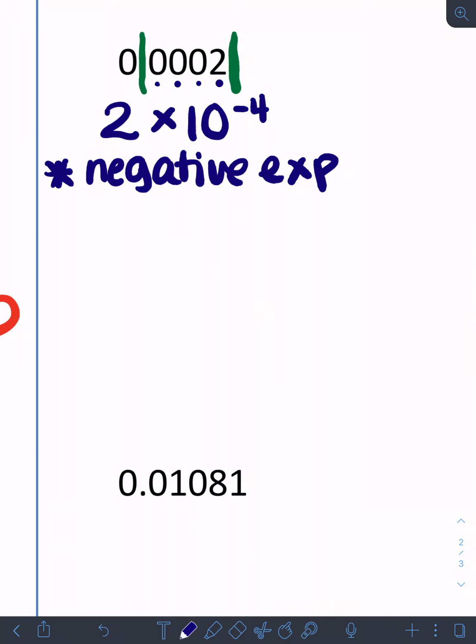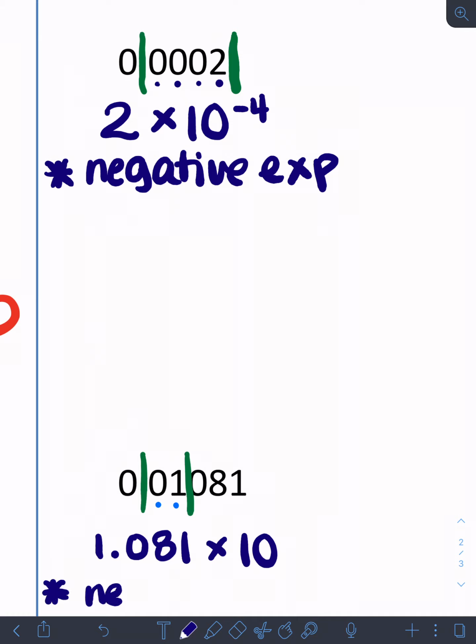Okay, last but not least, we're going to do this one. You draw a line at the decimal point, a line after the first non-zero digit, and then we're going to count the spaces in between, so 1, 2. So now our 1 is going to be out front. We're going to put the decimal, and then 0, 8, 1. And we're multiplying times 10. And since this was a small number, that means we have a negative exponent. And we're moving 2 digits, so negative 2.